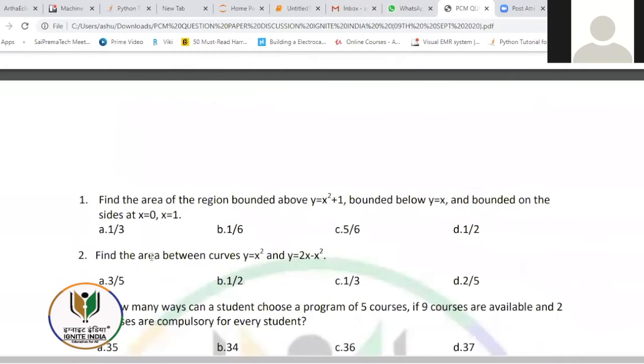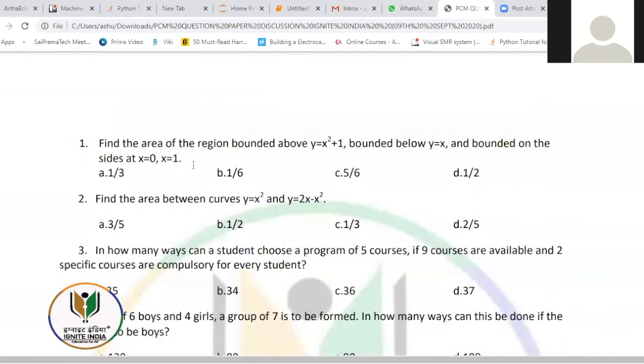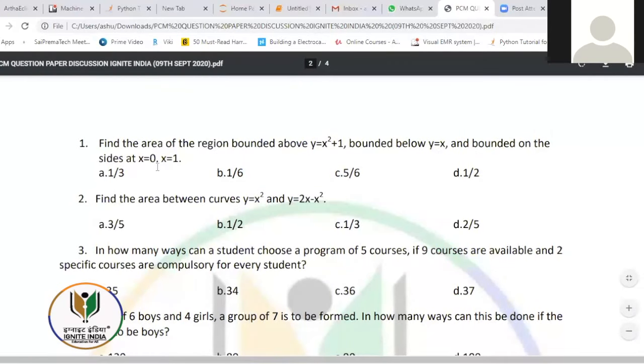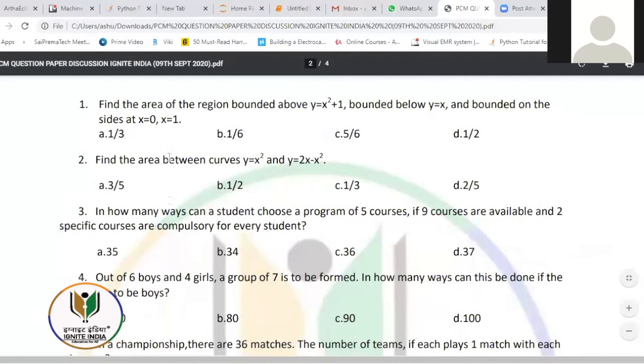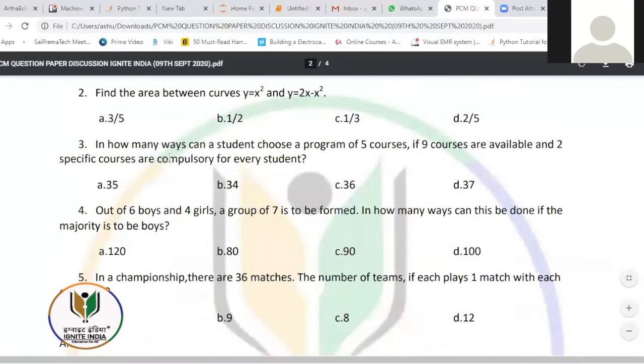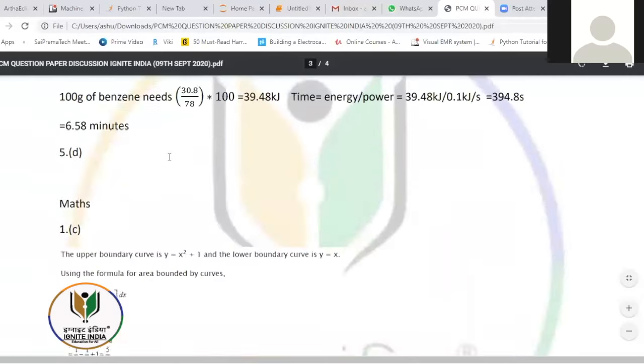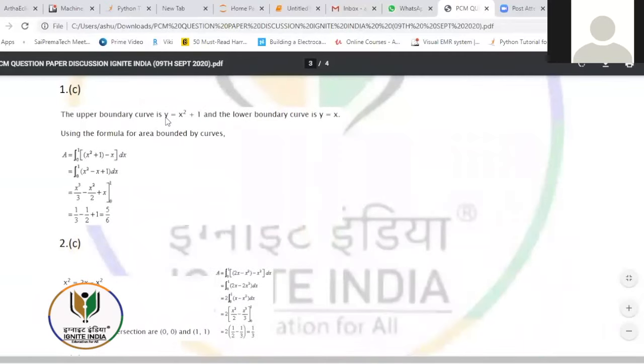First question is area bounded. Find the area of the region bounded above by y equals x square plus 1 and below by y equals x, and by the limits x equals 0 and x equals 1. This is again a pretty straightforward question. The upper boundary is y equals x square plus 1. The lower boundary is y equals x.